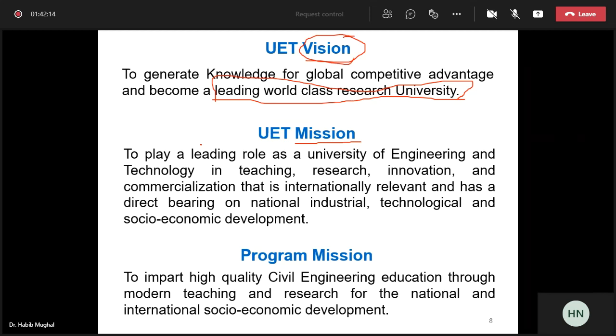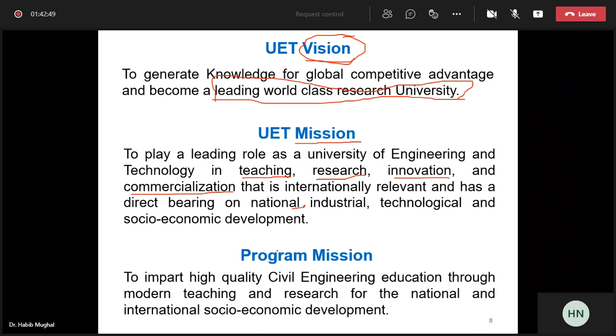Now, what is the mission statement? What is UET doing to play a leading role as a university of engineering and technology in teaching? Yes, UET is doing teaching. Research, yes, they are doing research. Innovation, yes, they are doing. Commercialization, they are doing, that is internationally relevant and has a direct bearing on national, industrial, technological, and socio-economic development. So UET is doing all this, and that's why it is the mission of UET.